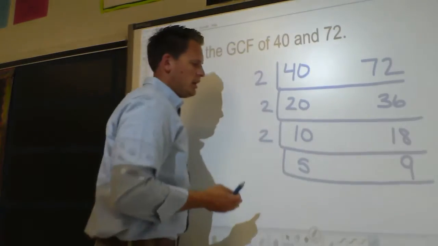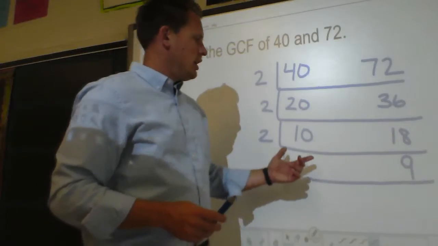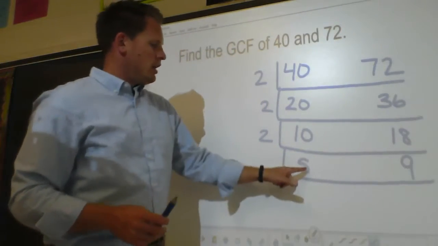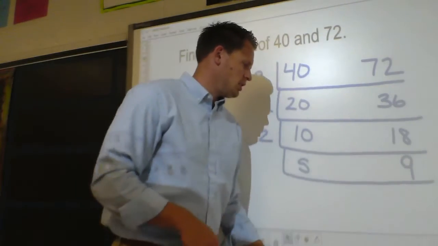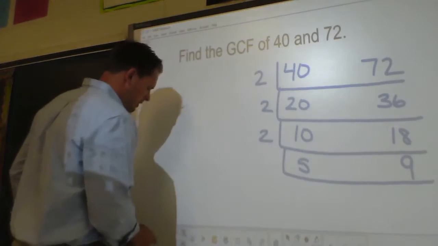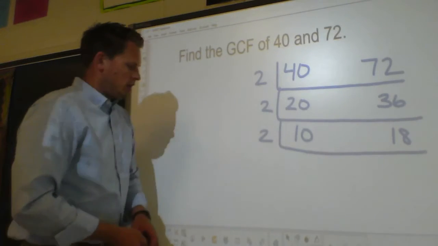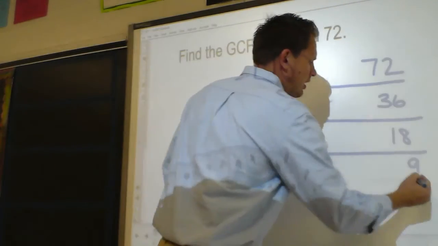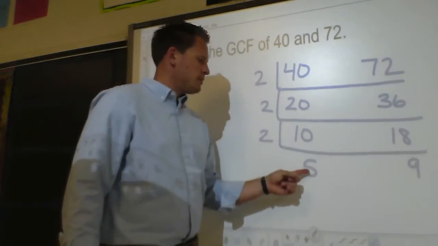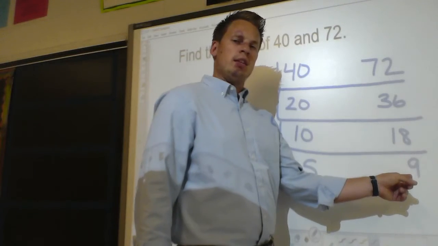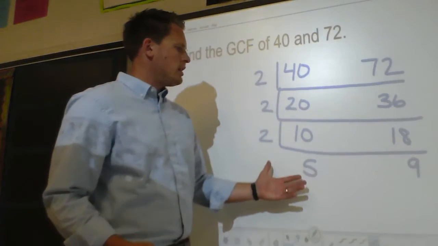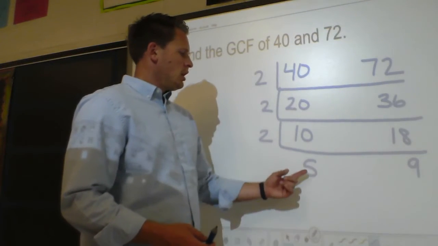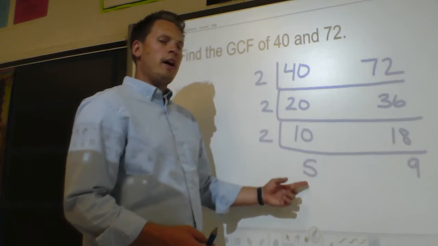Okay? Can I be done here? Am I done here? We have a prime number. 5 and 9. If we have a prime number and this prime number does not fit into this number, there's no way that they can have something in common. Because the only number that fits into 5 is 1 and 5.